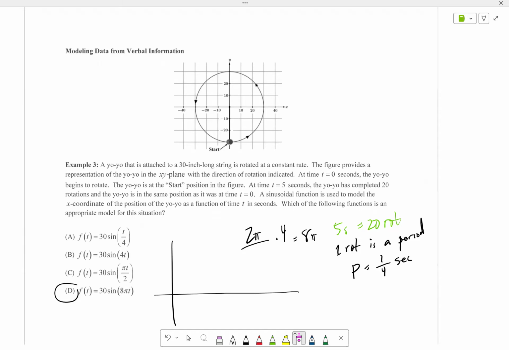T is a time axis, so as time continues, all the yo-yo's going around. The x coordinate in that function. Yeah, and what are the coordinates right here? It goes from 0 to 30 to 0, 0 comma 30, negative 30, right? And this one is 30 comma 0.